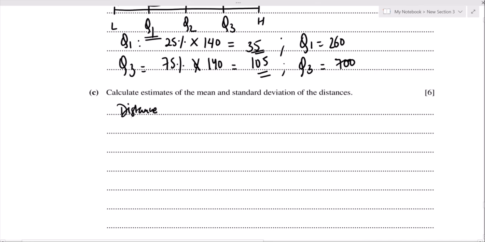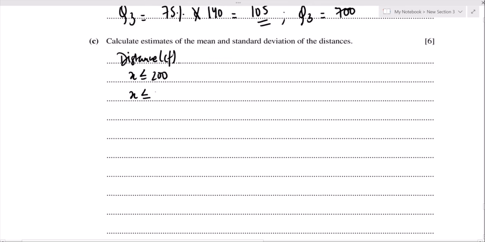All right, for the distance, we are given the cumulative range. So this is going to be the cumulative range. First part, that's less or equal to 200. For the second part, that was less than 300. For the third part, that was less than 500. Then that was less than 900. Less than 1200, and then less than 1600.